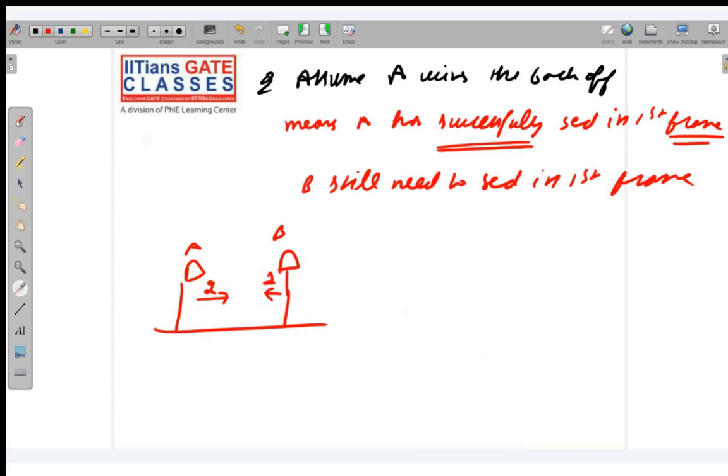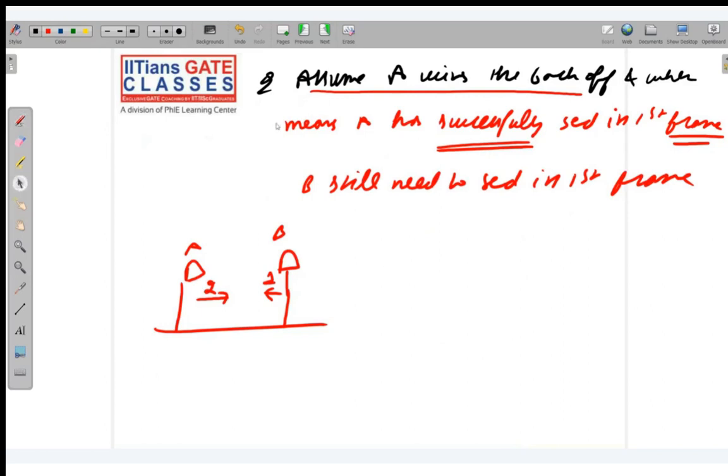Now in the question they will say, assume A wins the first back off, but when it tries to send a frame again, then collision occurs. Is it a dictation, or do I need to write it down, sir? No, no, I'm just saying, assume A wins the first back off, and when it tries to send data again, then collision occurs.